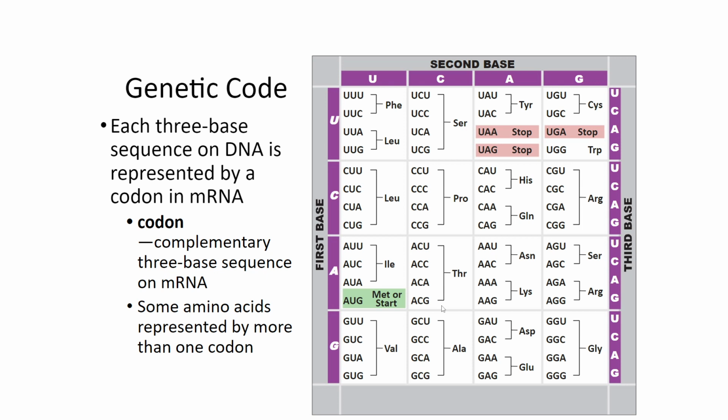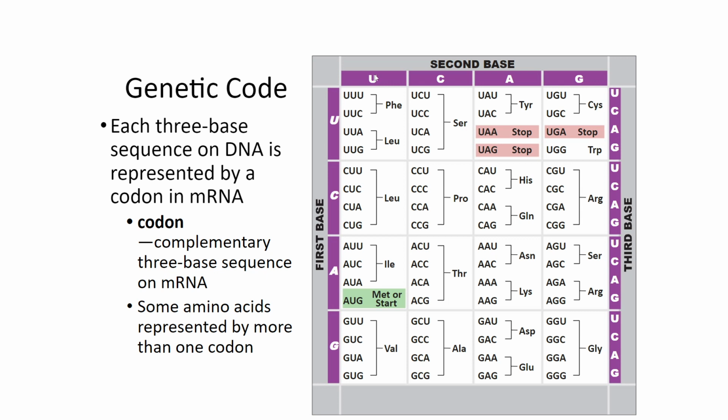The way you would read this chart is to find the first base in this column, second base in the top row, and then the third base in the far right column. For example, if I'm trying to find the amino acid that is coded for by the bases A, U, G, I would find A right here, and so that's going to put me somewhere in this row. So I'm going to look at the top.